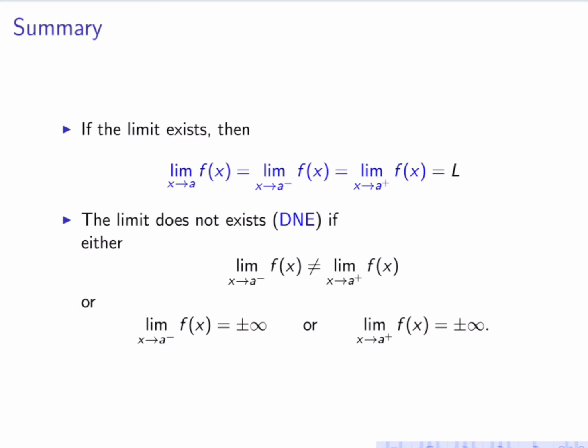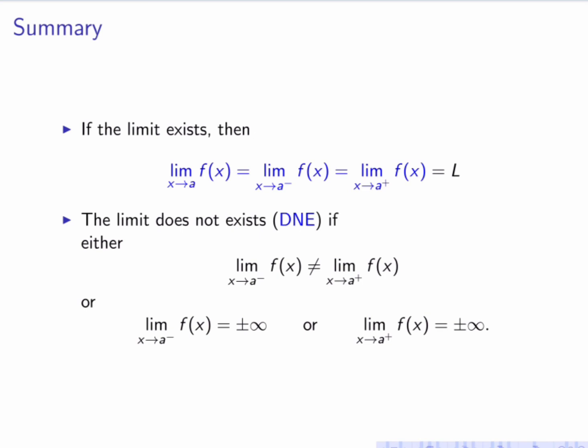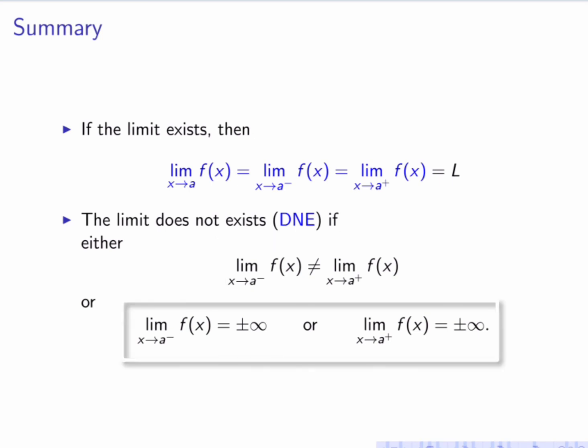Let me summarize. So we say a limit exists if the limit, the left-sided limit, and the right-sided limit are all the same number. And the limit does not exist in either of two cases. So it could be either that the left-sided limit is unequal to the right-sided limit, or if the left-sided limit or the right-sided limit are one of plus or minus infinity, then we also say the limit does not exist. We will see examples later where this also happens.